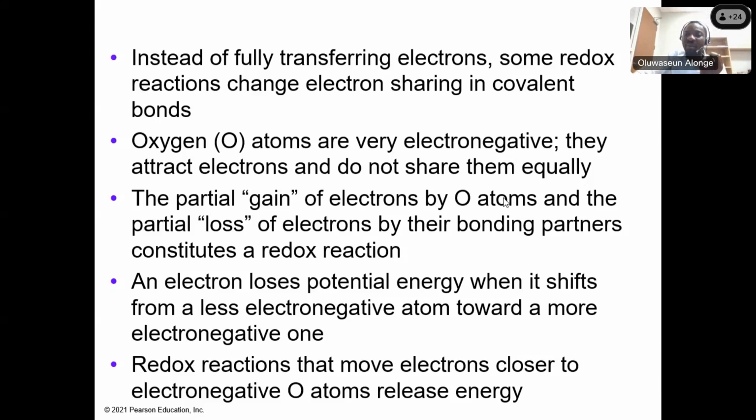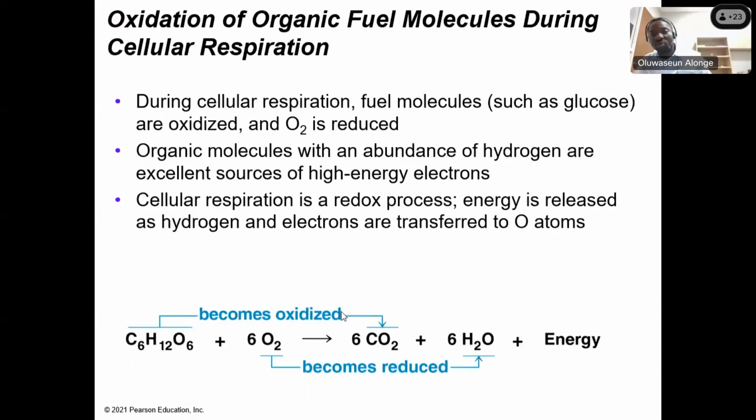The partial gain of electrons by the oxygen atom and the partial loss of electrons by their bonding partner, which can be hydrogen, which is also a bonding partner, right? It can be hydrogen, it can be potassium, constitute what we call a redox reaction in terms of the way they reduce and oxidize. An electron loses potential energy when it shifts from a less electronegative atom towards a more electronegative atom. Now, the redox reactions that move electrons closer to an electronegative atom release energy. I'll show you all of that when we approach it.